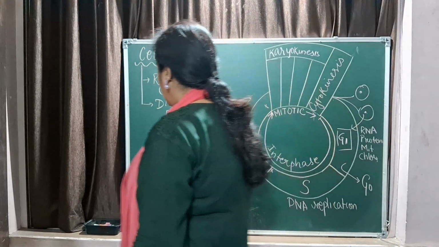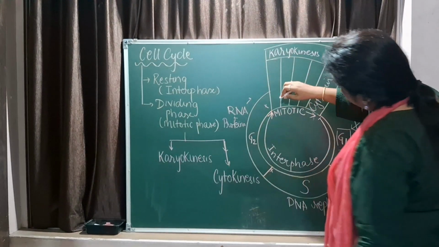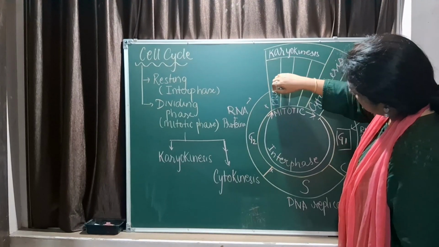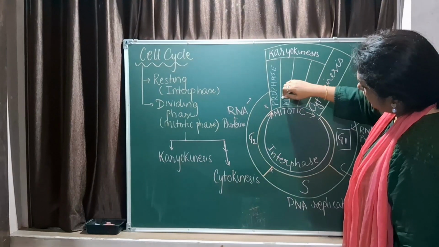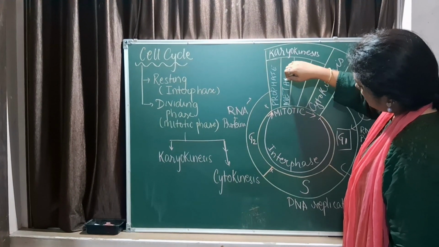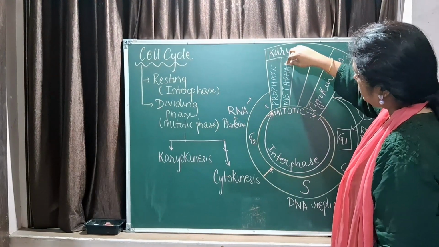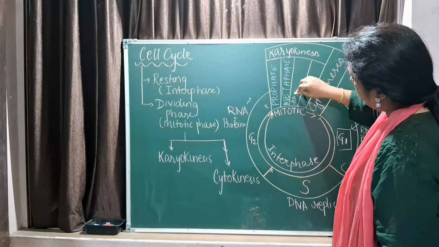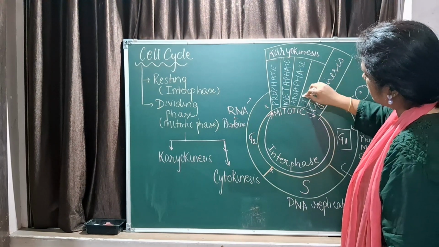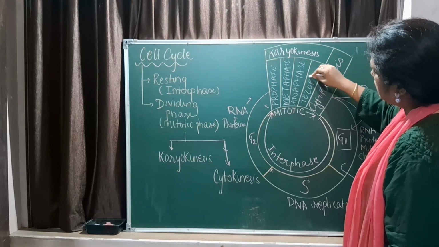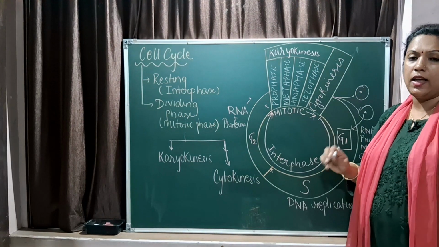Okay. In karyokinesis, what happens? You have prophase, right? First phase is the prophase, followed by metaphase. Metaphase was asked in 2025 examination. Metaphase. Then you have got anaphase, followed by telophase, right? So, this is your different phases of mitosis, karyokinesis.